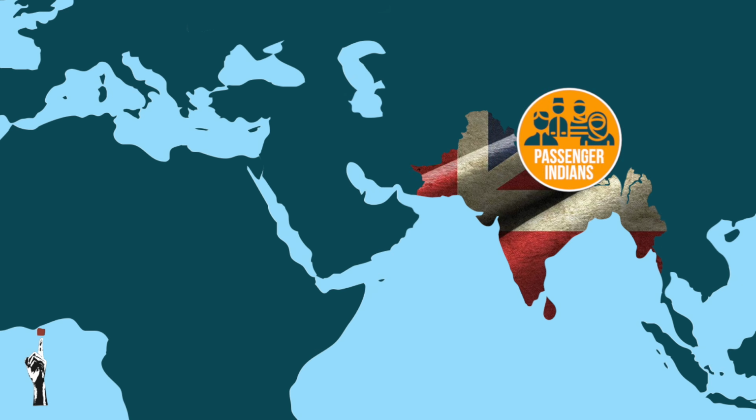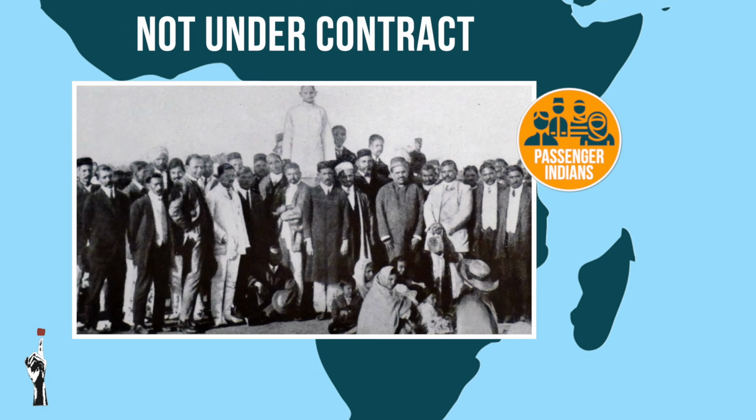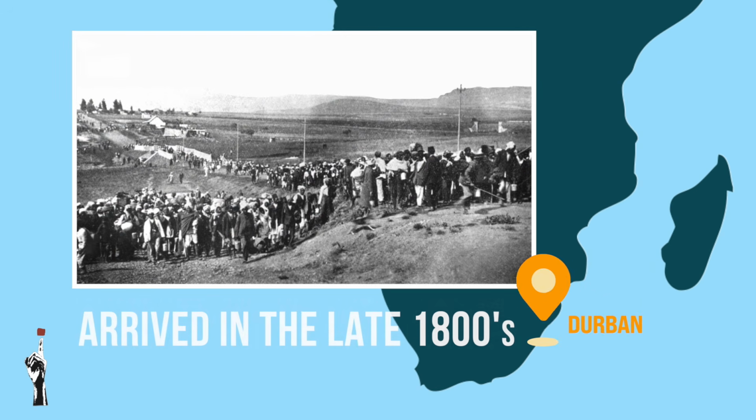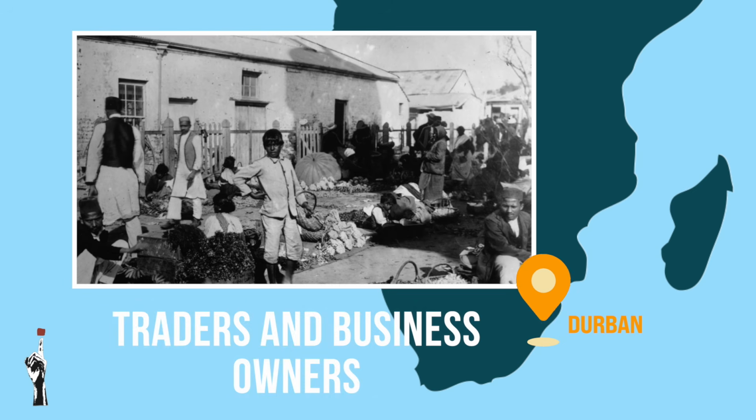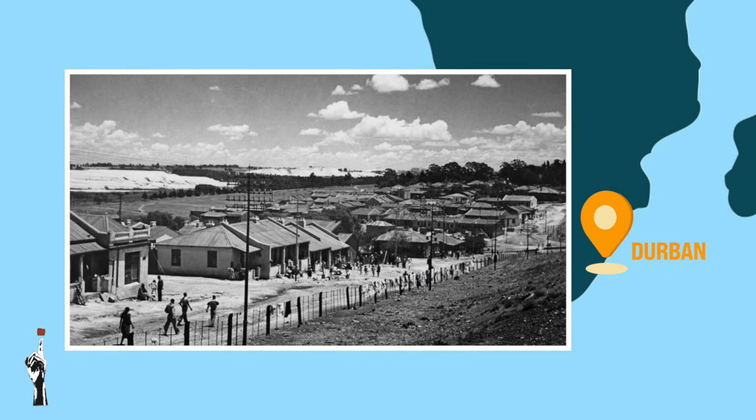Passenger Indians were Indian immigrants who came to South Africa on their own, paying for their travel costs. Unlike indentured laborers, they were not under contract. They started arriving in the late 1800s and early 1900s, looking for better economic opportunities. Many became successful traders and small business owners, playing a key role in the South African economy and the growth of the Indian community.